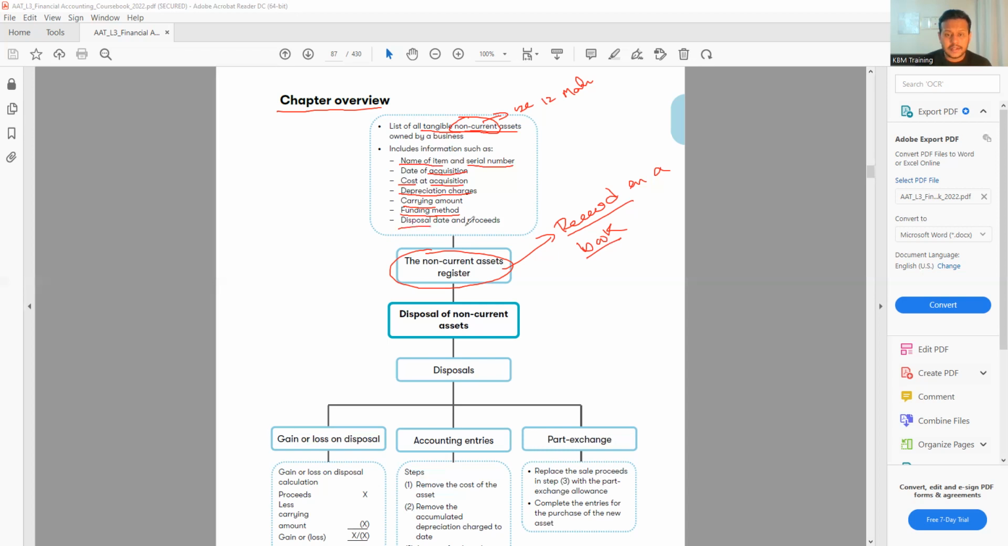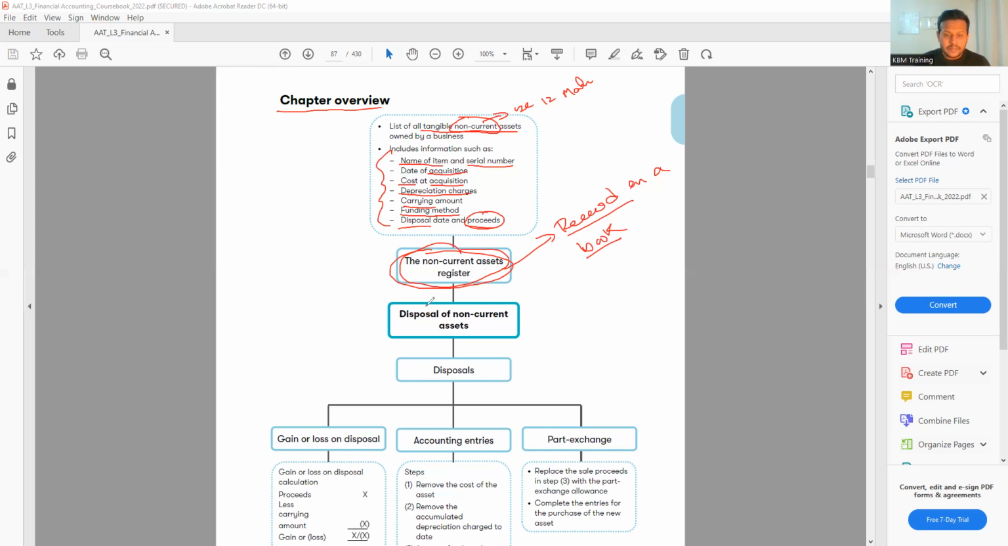Disposal date and the proceeds. So for example, if I sold any non-current asset, I need to know when we sold it, the date of the disposal, and how much we sold it for. So all this information has to be recorded on the non-current asset register. The template, how we're going to record, we're going to see later on.